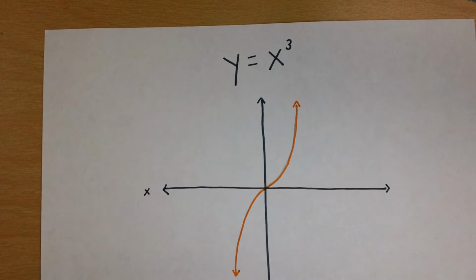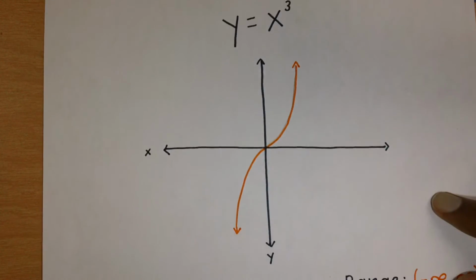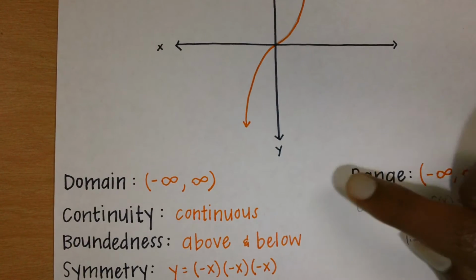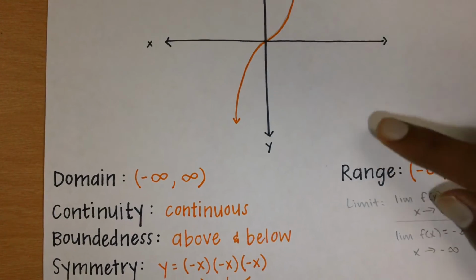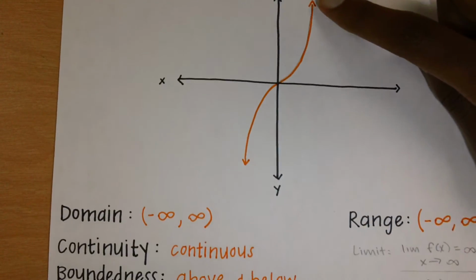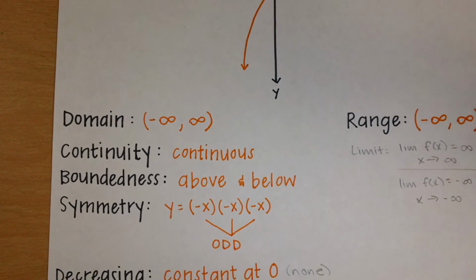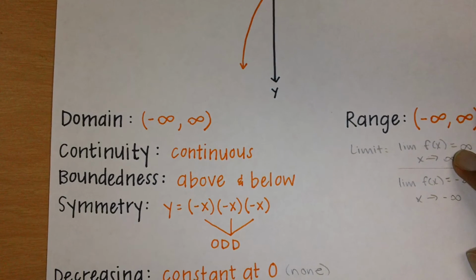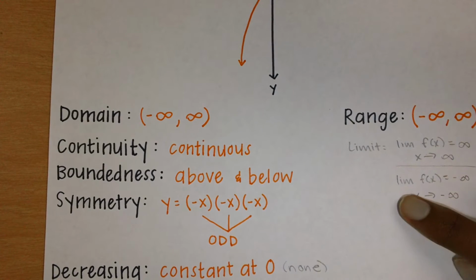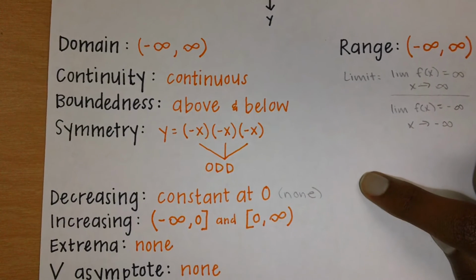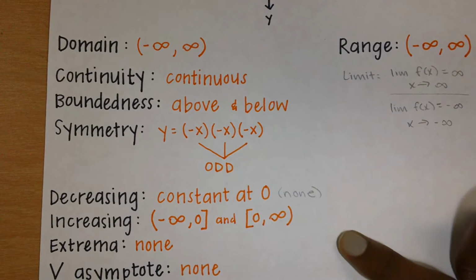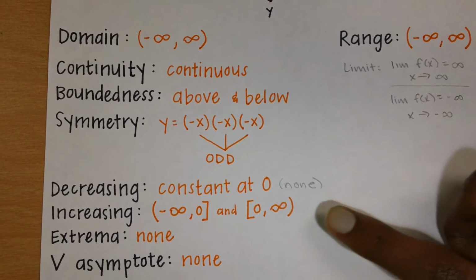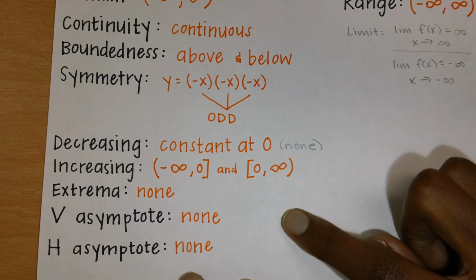Alright, this is y equals x cubed. The domain is negative infinity to positive infinity. The continuity is continuous. The boundedness is above and below because it goes from negative infinity to positive infinity. Symmetry, when you plug in negative x into the original equation, it turns out odd, so the symmetry is odd. There's nothing decreasing. Increasing goes from negative infinity to positive infinity, and it curves a little bit at 0. There are no extrema or asymptotes.